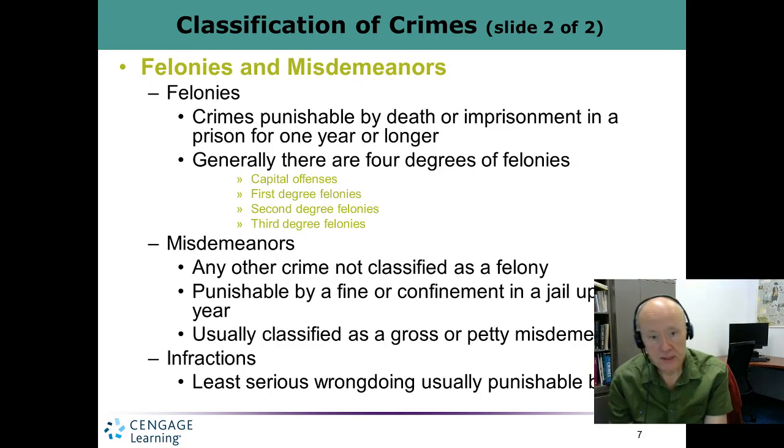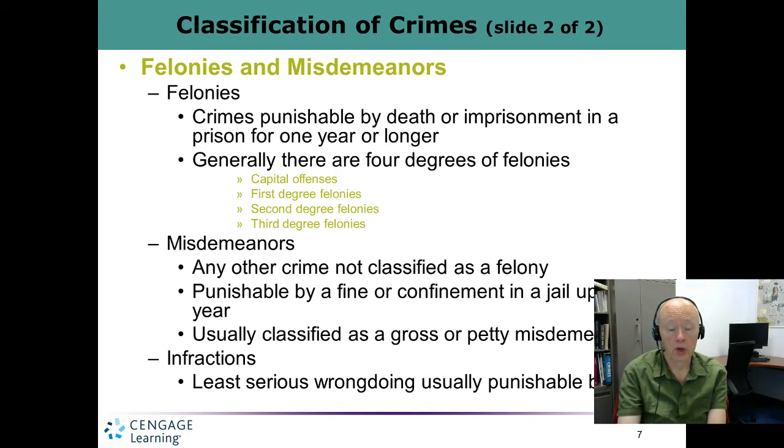Okay, second way we can categorize things, and this applies only to the criminal law. We have three broad categories: felonies, misdemeanors, and infractions. Let's talk about felonies first. Felonies are your more serious crimes. Most states, North Carolina is a little bit of an outlier here, but most states, for a felony, the penalty for violating the felony has to be at least 1 year or longer in prison.